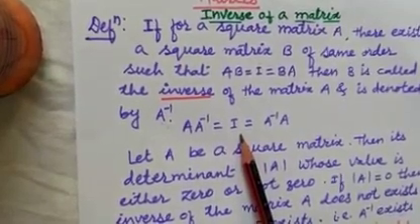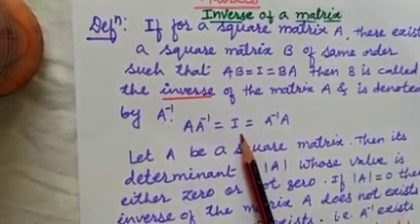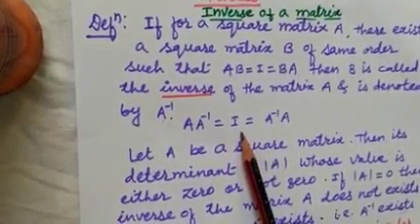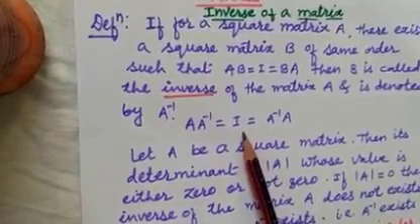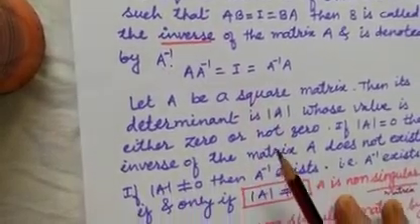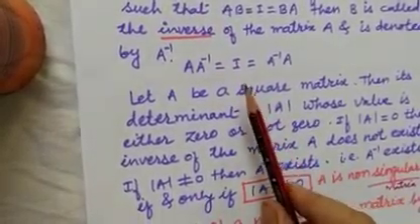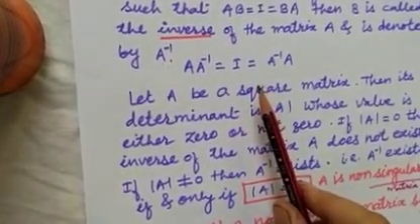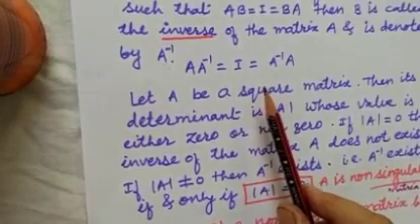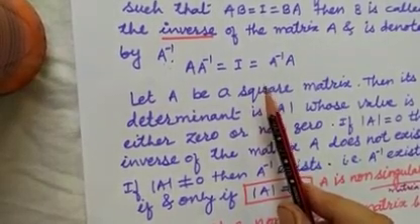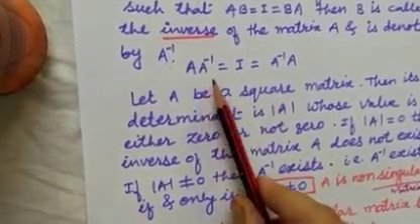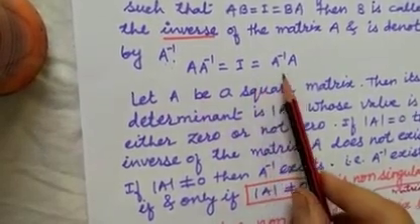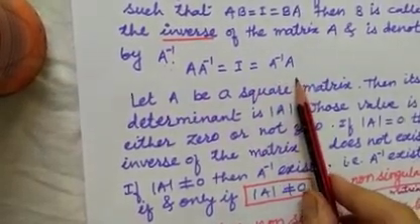Means if it is given 2 by 2 order, then the elements of the unit matrix are 1, 0, 0, 1. And if it is given order 3, then the elements of this unit matrix are 1, 0, 0, 0, 1, 0, 0, 0, 1. So let us see the formula. A into A inverse is equal to I, equal to A inverse into A.